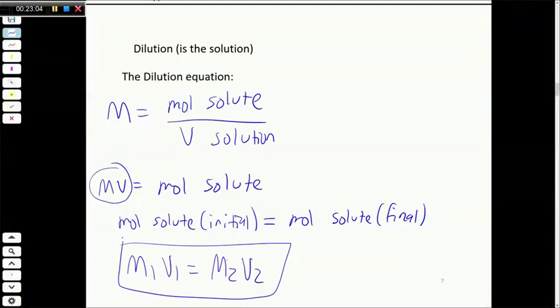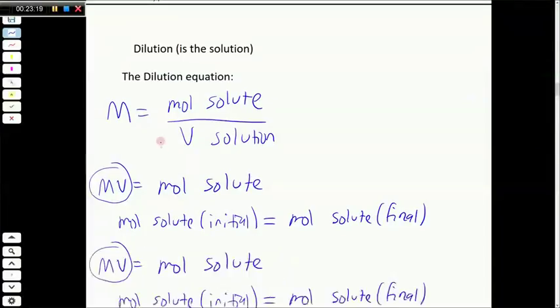You don't want to use it when we start talking about chemical reactions that happen in solution, or we can't use it if we're just talking about a single solution that we're not diluting like we did earlier. But if you're talking about two solutions that you're changing the concentration of, you're going to want to always think about this equation and how to use it.